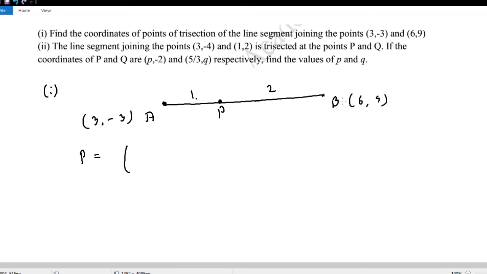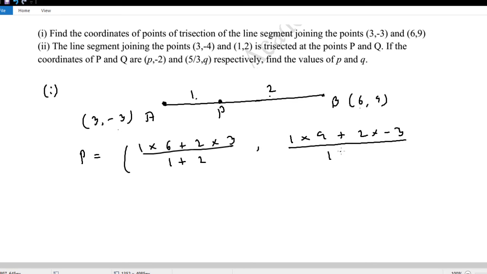So P would be equal to (1 times 6 plus 2 times 3) upon (1 plus 2). In a similar manner, (1 times 9 plus 2 times -3) upon (1 plus 2). This will give you an answer. 6 plus 6 is 12 upon 3, and here you have 9 minus 6 is 3 upon 3. Therefore point P's coordinate is (4, 1).